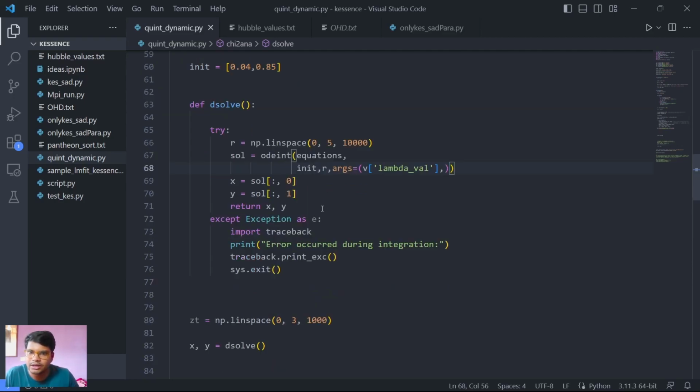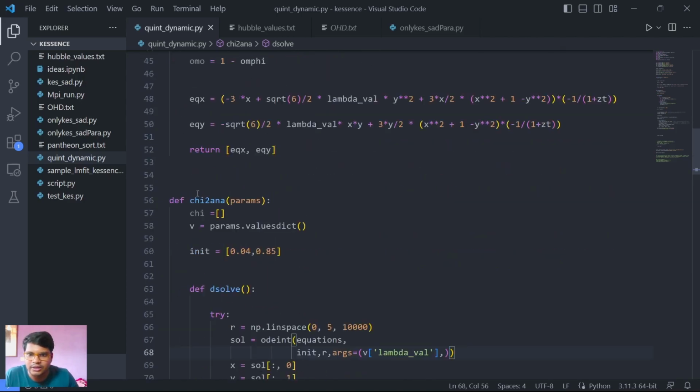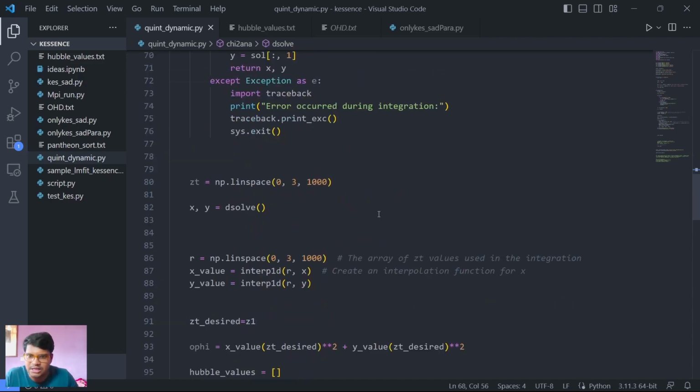So I am returning my x and y, except Exception as e, import traceback. It says that if you have any error, it will tell you where the error is and where you have to look. Otherwise, if you are not giving it, it will not say where the error is occurring in all this context, all the differential equations. Now the differential equation is closed, but we are still inside the definition of chi to n, because the equation is already done. Chi to n is the main function where everything is going on, where your parameter value distribution is happening.